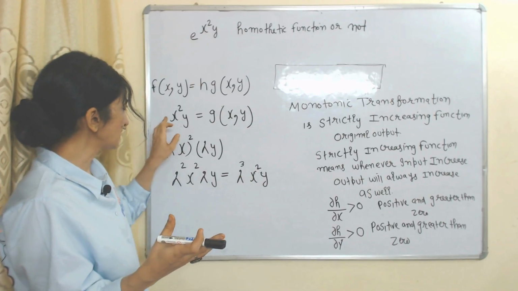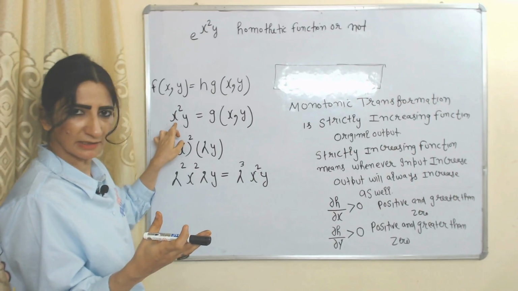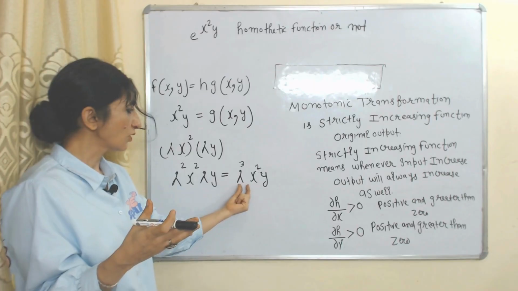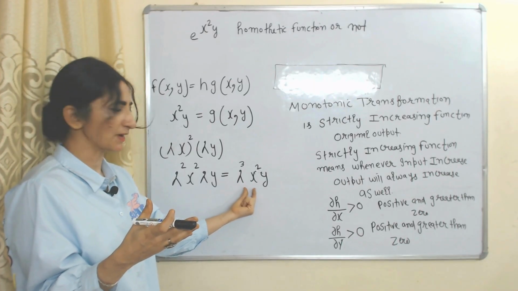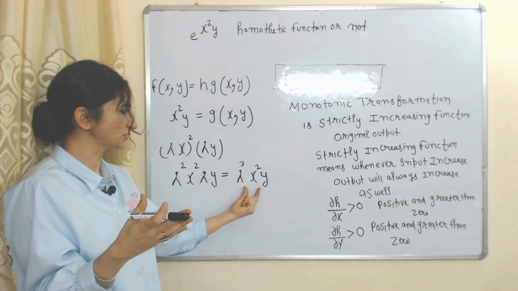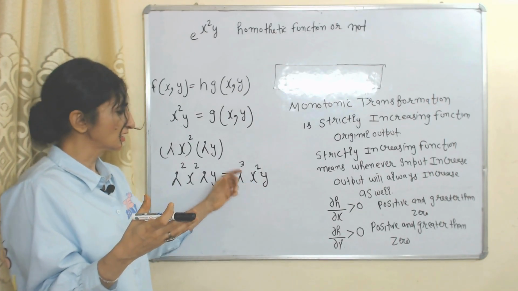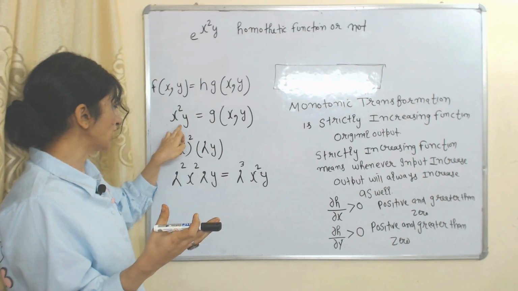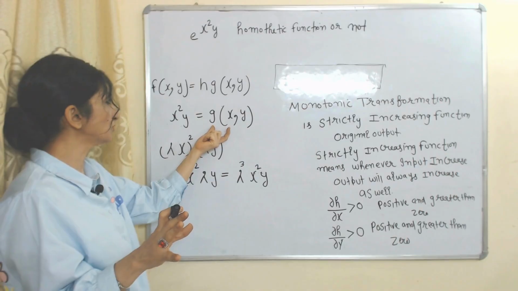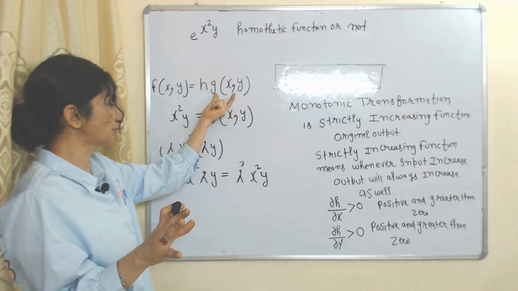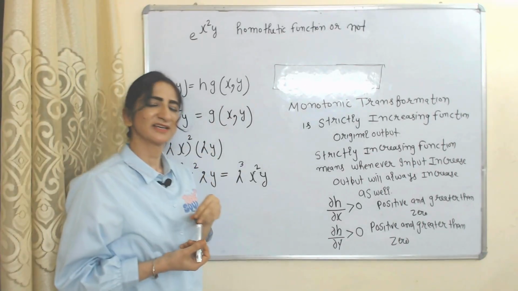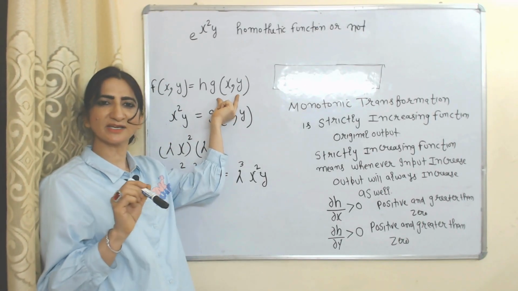So here you can see when we multiply both variable with lambda, then our entire output function also multiplies with lambda raised to the power 3. This is our entire output function. So we can say that x square y is our homogeneous function. So here x square y is equal to g(x,y), means now we have proved this part is our homogeneous function.